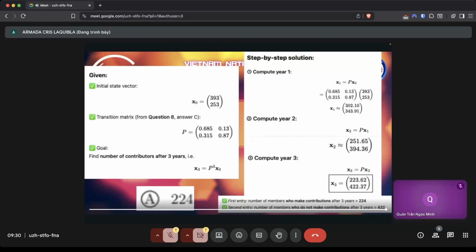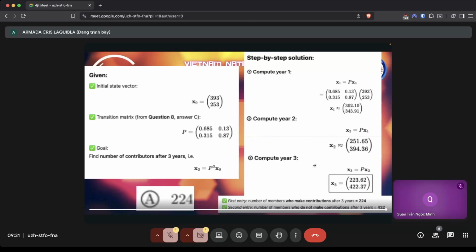Now we have this one, which is after 1 year. After 2 years, compute year 2. We have X2 equal to P multiplied with your X1. Just copy your P, then multiply the X1, which is 302.10 and 393.91. I will not discuss how to multiply matrices anymore, you just do some practice on this one. Multiply X1 with P and the result is this: X2 is 251.65 and 394.36. Now compute year 3.